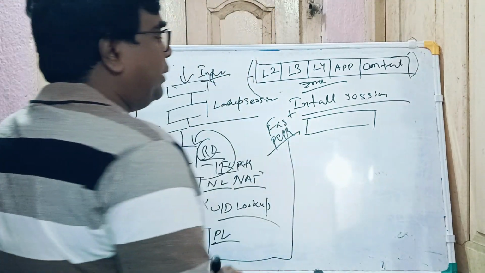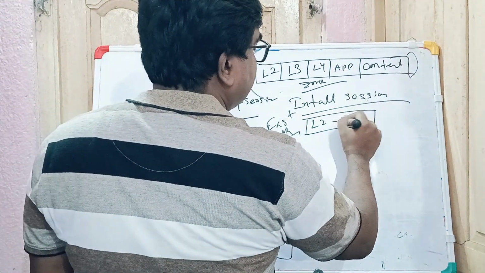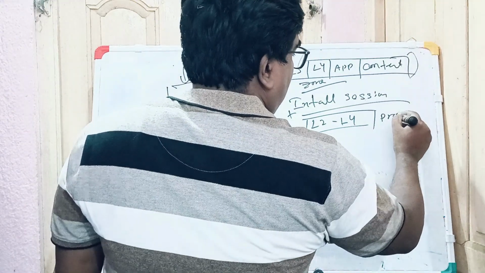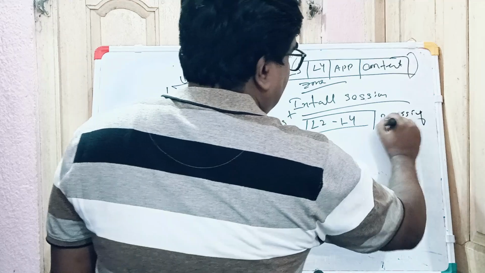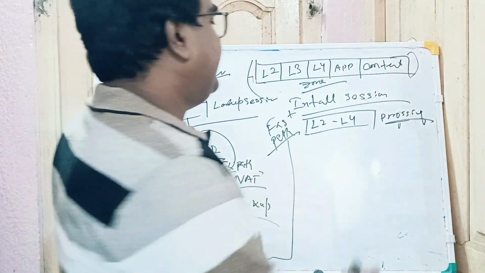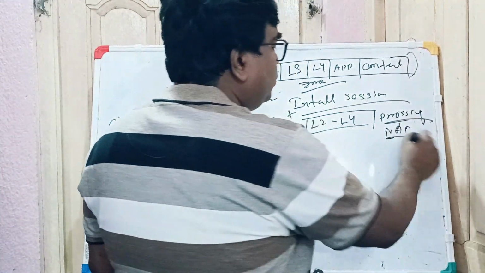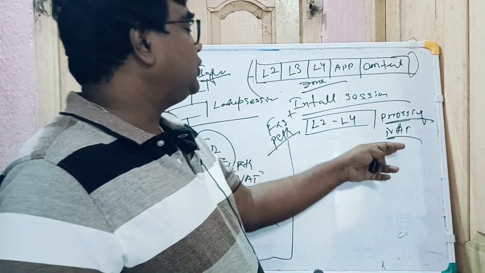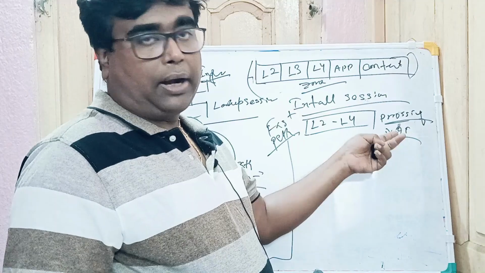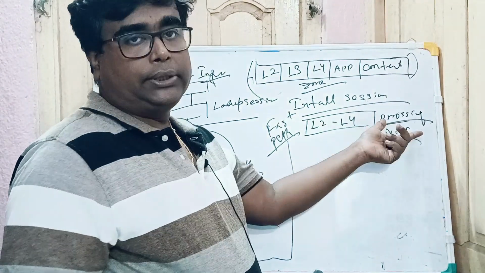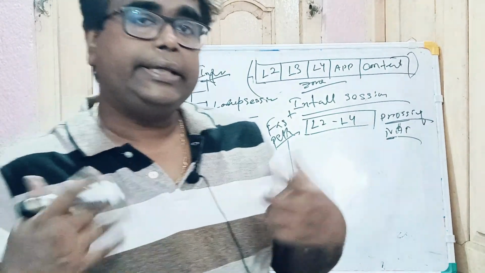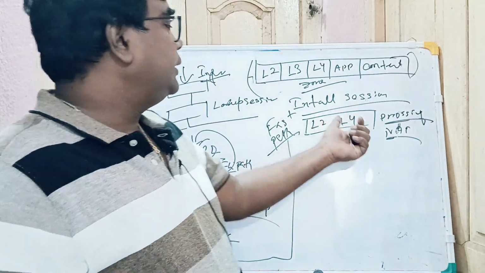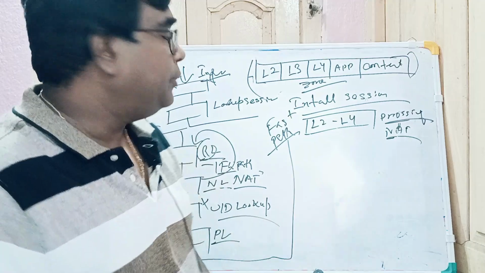And what is happening in the fast path? First is the L2, L4 processing. What is happening in the L2, L4 processing? The NAT lookup happens here, and the NAT is installed in this part. Also, the session timeout will be increased. If the session is there and the session is built up, then the session time will be updated.